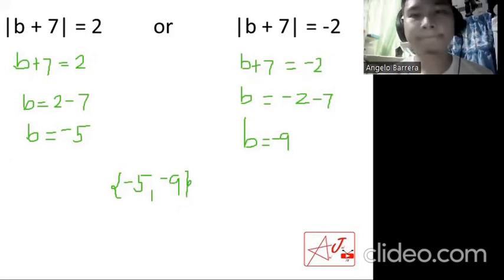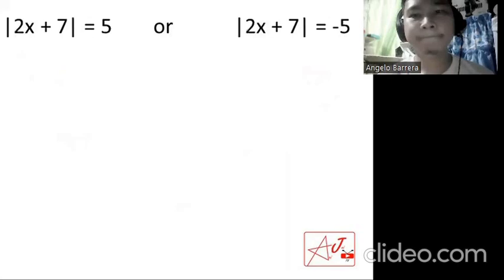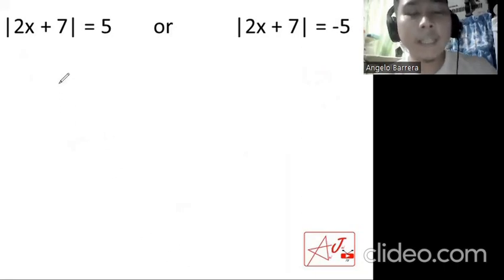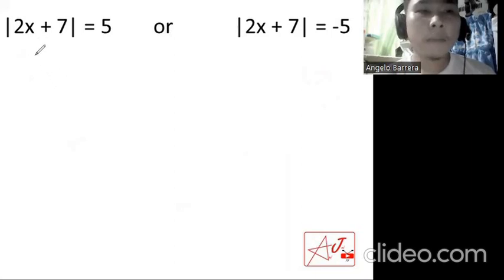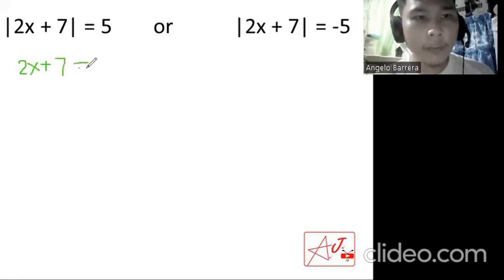Okay, so let's proceed with another example. So we have absolute value of 2x plus 7, which is equals to 5. And then, syempre, kung meron tayong positive, meron tayong negative. So, which is the absolute value of 2x plus 7 is equal to negative 5. So, this is just the same with the first two examples. Ang kaibahan lamang ay nagkaroon po tayo ng numerical coefficient sa ating x. Pero, ang procedure ay same pa rin. First, tanggalin natin si absolute value. So, it will become 2x plus 7, which is equal to 5.